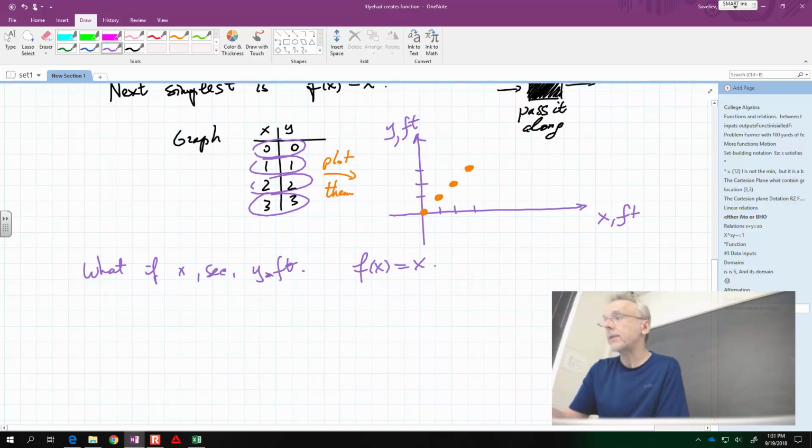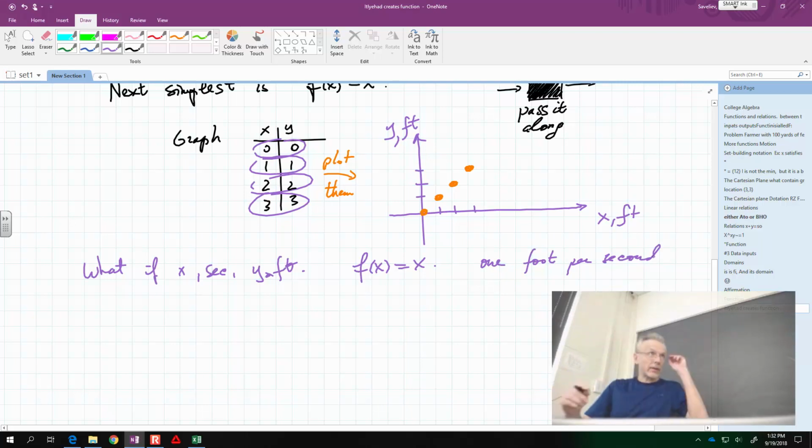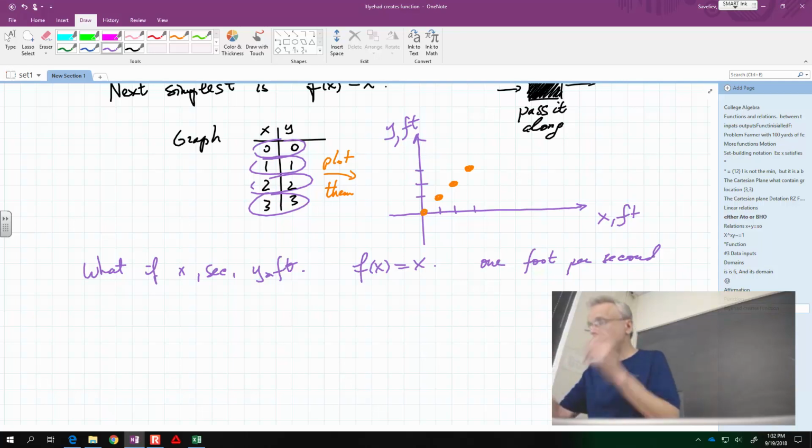For example, if I'm moving one foot per second, then the graph would look just like that graph over there. In the beginning I'm at 0, after 1 second I'm 1 foot forward, after 2 seconds I'm 2 feet forward, and so on. Seemingly it is the same function, but what's the difference? The difference is units. There's really nothing tricky there. You just have to take care of the units, but that way the function is not the same anymore.